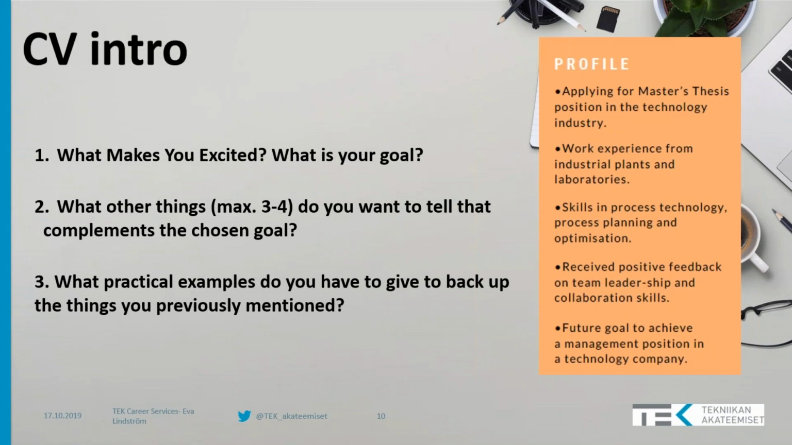You can start with just one bullet point telling, for example, what kind of things makes you excited? What is your goal? What kind of skills would you like to use, or what skills to develop? Then you can continue with, let's say, 3 to 4 points or skills that you want to tell that complements what you previously wrote, so the chosen goal above.